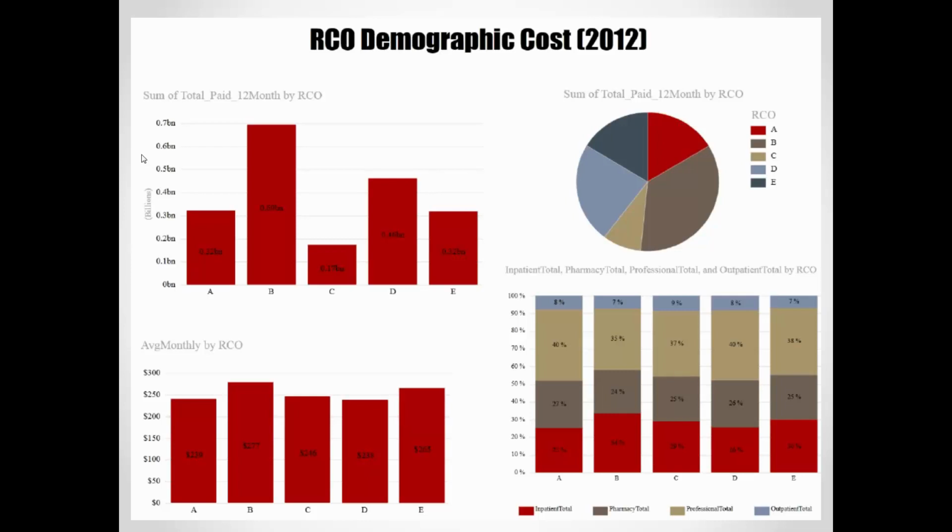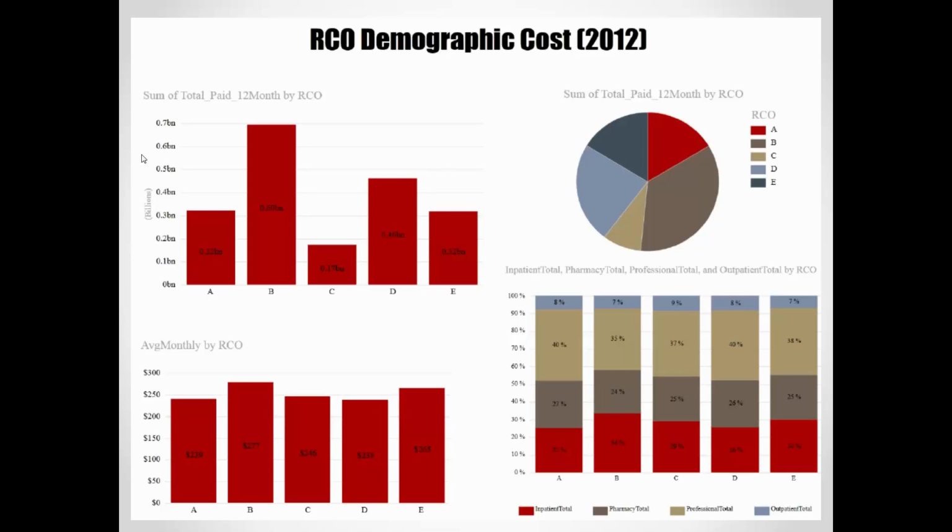One thing you will notice, though, on these is no matter what the population is per region, they all average about $250 per person per month. So the utilization of care, the total cost of care, is about the same for each of the regions. There's not much difference between the two.